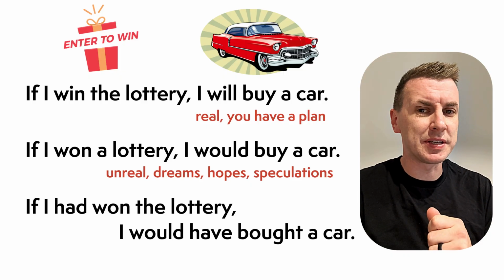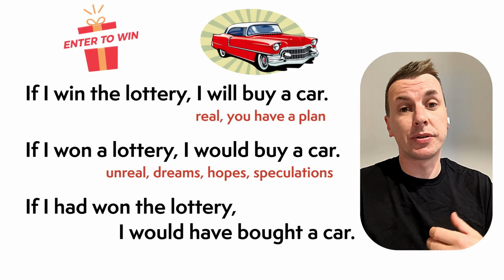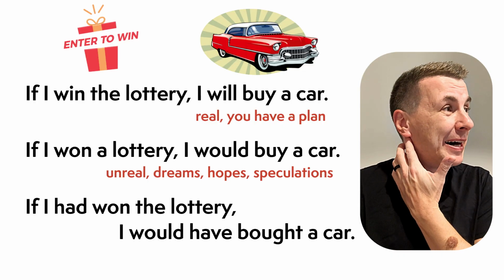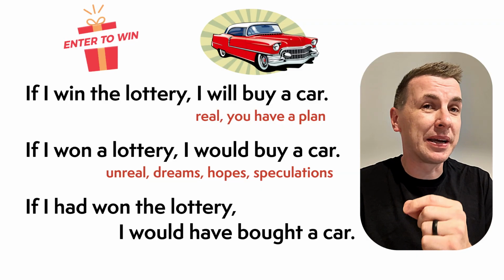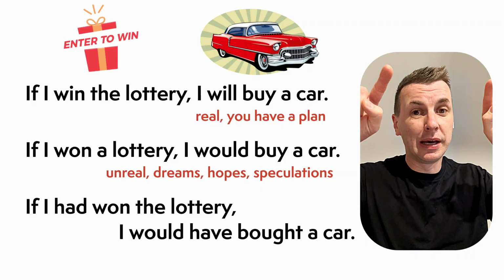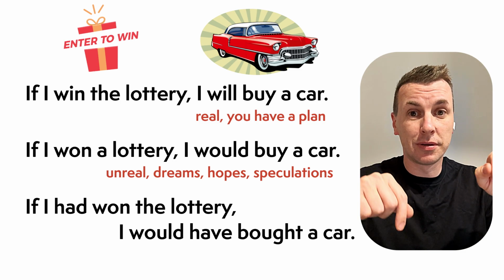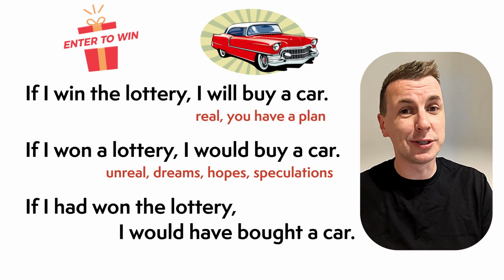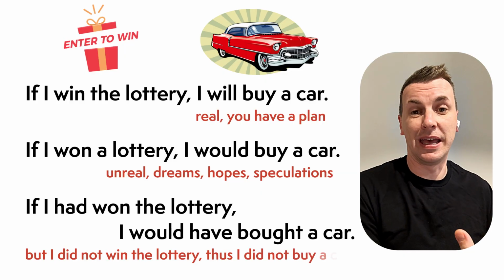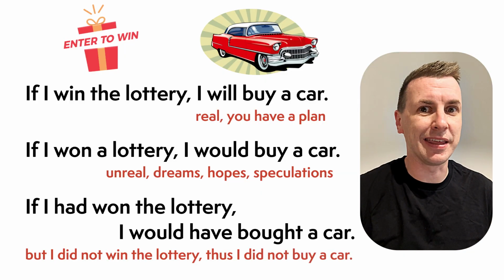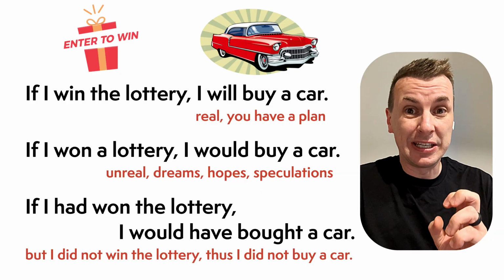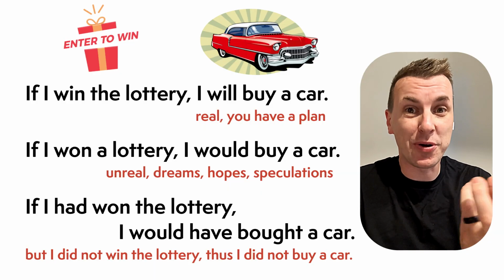Now, what is the difference here? To me, as pretty much a native speaker, whenever I say something like, "If I had won the lottery, I would have bought a house," I want to put something in parentheses. But I didn't win the lottery, and thus I didn't buy that car or house, anything. Okay? So, the difference between conditional 2 and conditional 3, this is what we're comparing here.